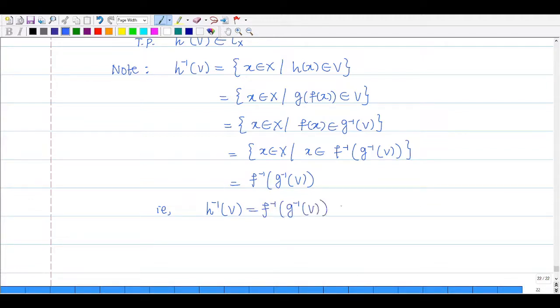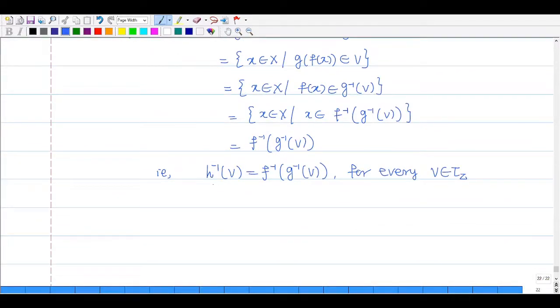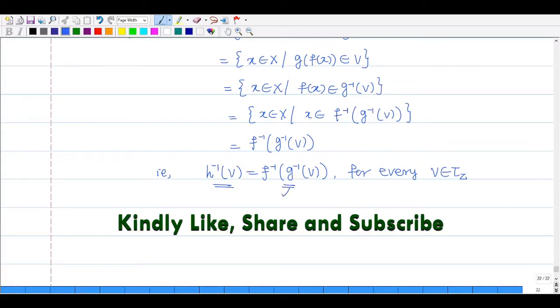Are you getting? For every v belongs to tau Z. ஓகே, இது நான் அப்படியே ஸ்ட்ரைட்டாவே எழுதிட்டேன். இல்ல எனக்கு இன்னும் இது கொஞ்சம் கிளியரா வேணும்னா, நீங்க இங்க ஒரு எலிமெண்ட் x எடுத்துக்கோங்க, அந்த x இதுல இருக்குன்னு சொல்லுங்க. அப்புறம் இங்க ஒரு எலிமெண்ட் எடுத்துக்கோங்க, அந்த எலிமெண்ட் இதுல இருக்குன்னு சொல்லுங்க. ரெண்டும் ஒண்ணுதான். So we have proved that h inverse of v is equal to f inverse of g inverse of v. Otherwise நீங்க வந்து இந்த ரெண்டு செட் ஈக்குவல்னா, இதுல ஒரு எலிமெண்ட் எடுத்து அந்த எலிமெண்ட் இதுல இருக்குன்னு சொல்லுங்க, அப்புறம் இதுல ஒரு எலிமெண்ட் எடுத்து அது இதுல இருக்குன்னு சொல்லுங்க. அப்படி கூட சொல்லலாம். ரெண்டும் ஒண்ணுதான். But I will leave this.